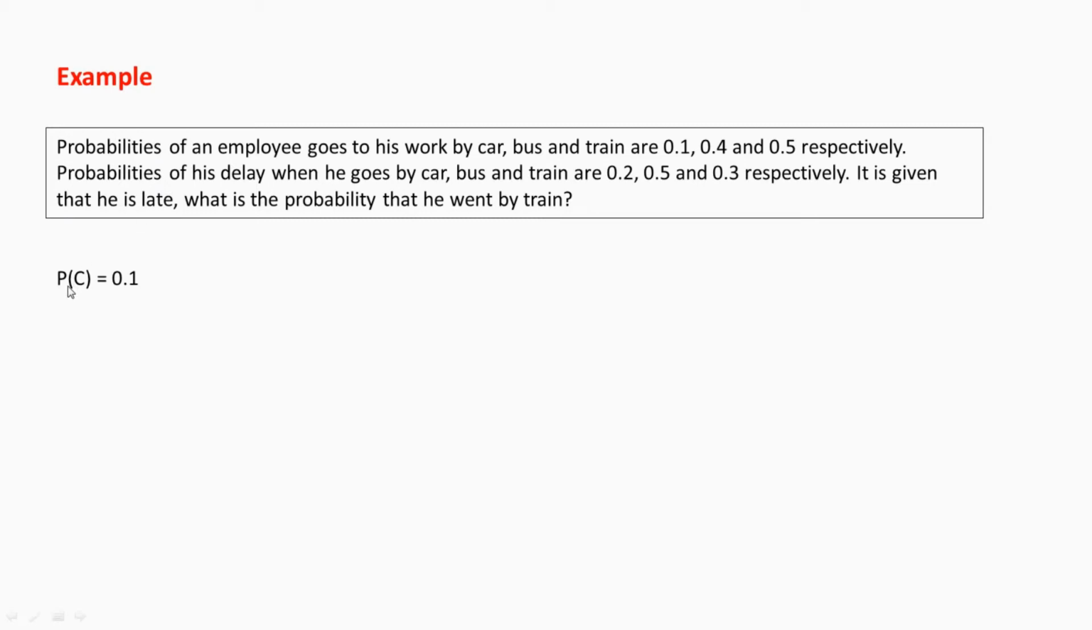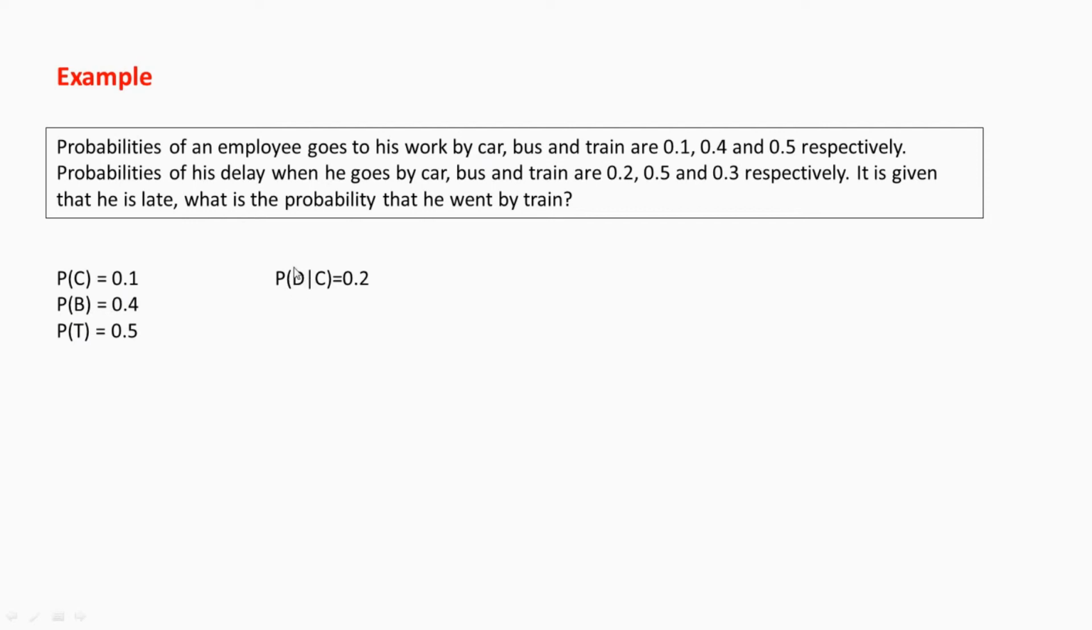Here probability of C is equal to 0.1. Here C denotes the event that the employee goes to work by car. And probability of B is equal to 0.4, and I have used B as the event that the employee goes to work by bus. And probability of T is equal to 0.5, and T is the event that the employee goes to work by train.